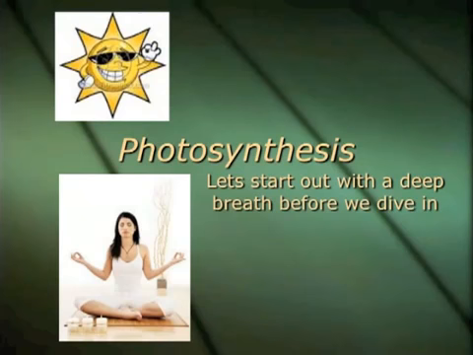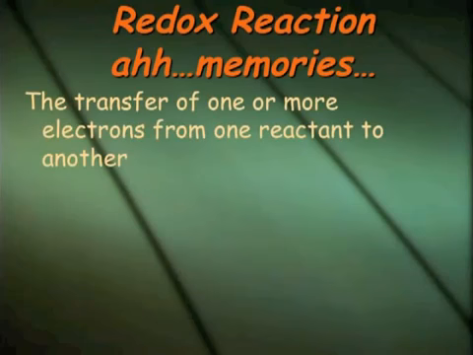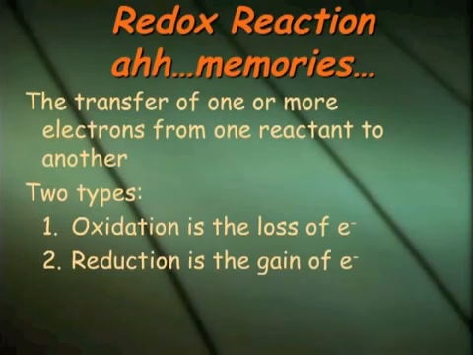So to begin with, photosynthesis is all about redox reactions. I know you remember these from chemistry and love them so much. So to review, and this is definitely a review for you, obviously, a redox reaction is the transfer of one or more electrons from one reactant to the other. And there are two types. You can have oxidation and reduction. Remember, LEO the lion says GER: oxidation is the loss of an electron and reduction is the gain of an electron.